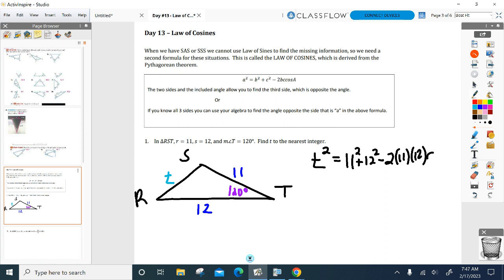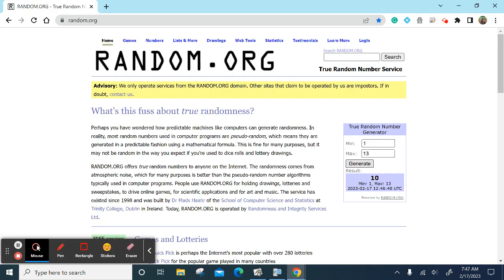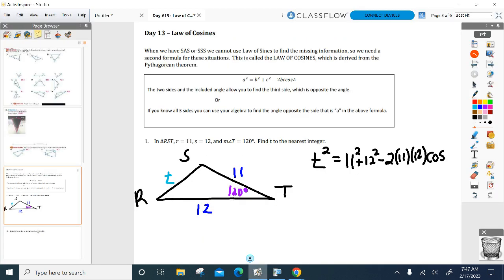Times cosine of my angle, which has to be in degrees, which it is. And again, remind me one more time, what's my angle? Nate? 120. So cosine 120. Is everyone all right with the sides and angles that we plugged in before I touch my calculator now?